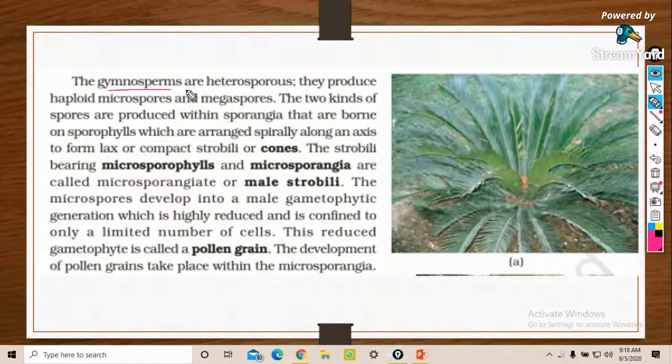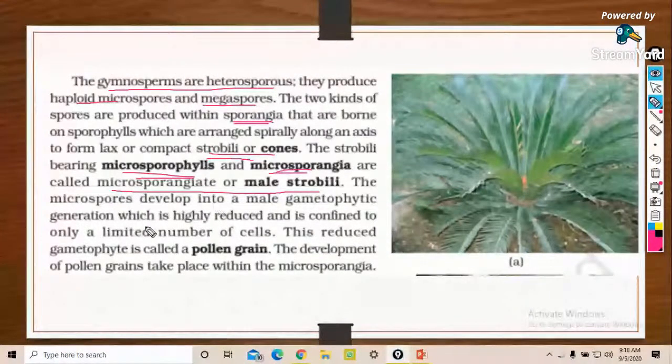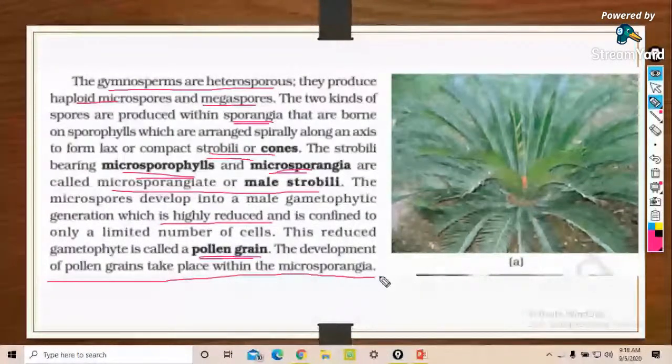So the gymnosperms are heterosporous. They produce both haploid microspores and megaspores. The two kinds of spores are produced within sporangia that are borne on sporophylls, which are arranged spirally along an axis to form lax or compact strobili or cones. The strobili bearing microsporophylls and microsporangia are called microsporangiate or male strobili. The microspores develop into the male gametophyte generation, which is highly reduced and confined to a limited number of cells. This reduced gametophyte is called a pollen grain. The development of pollen grain takes place within microsporangia.